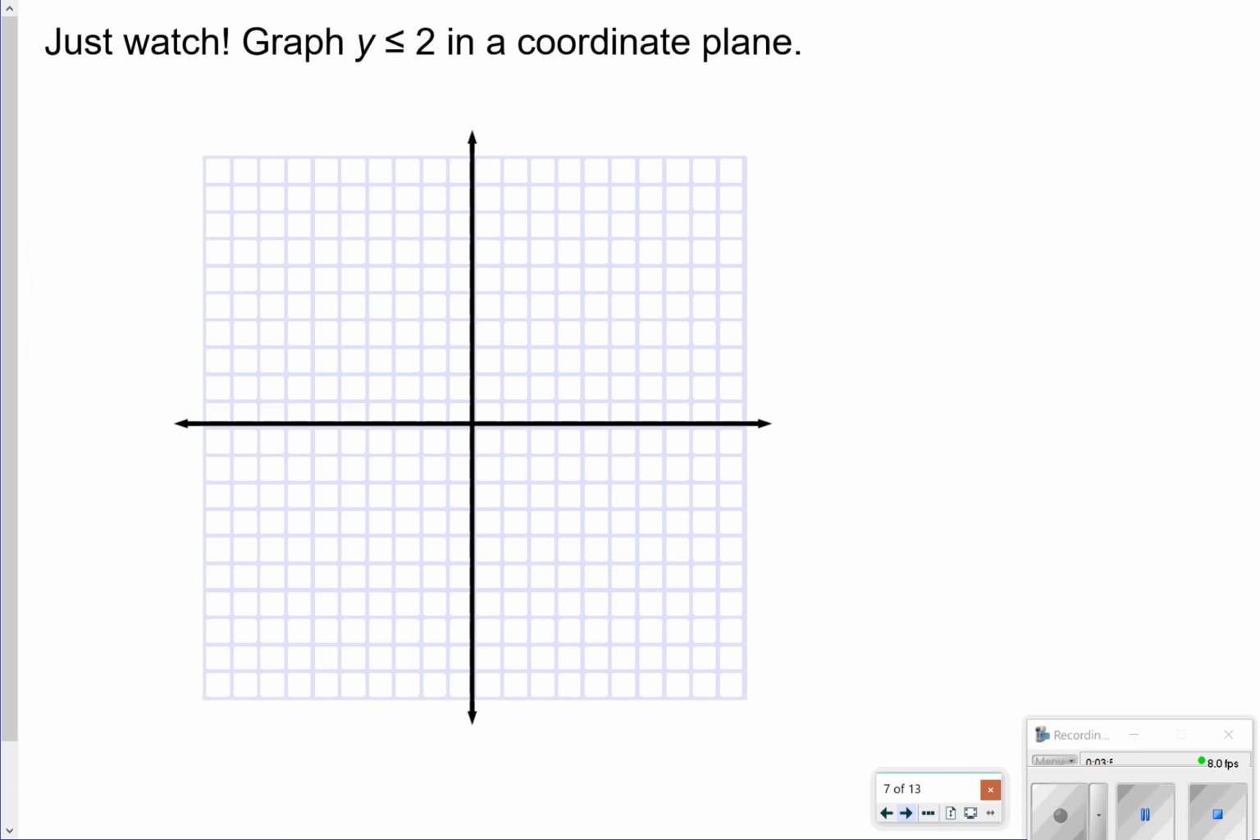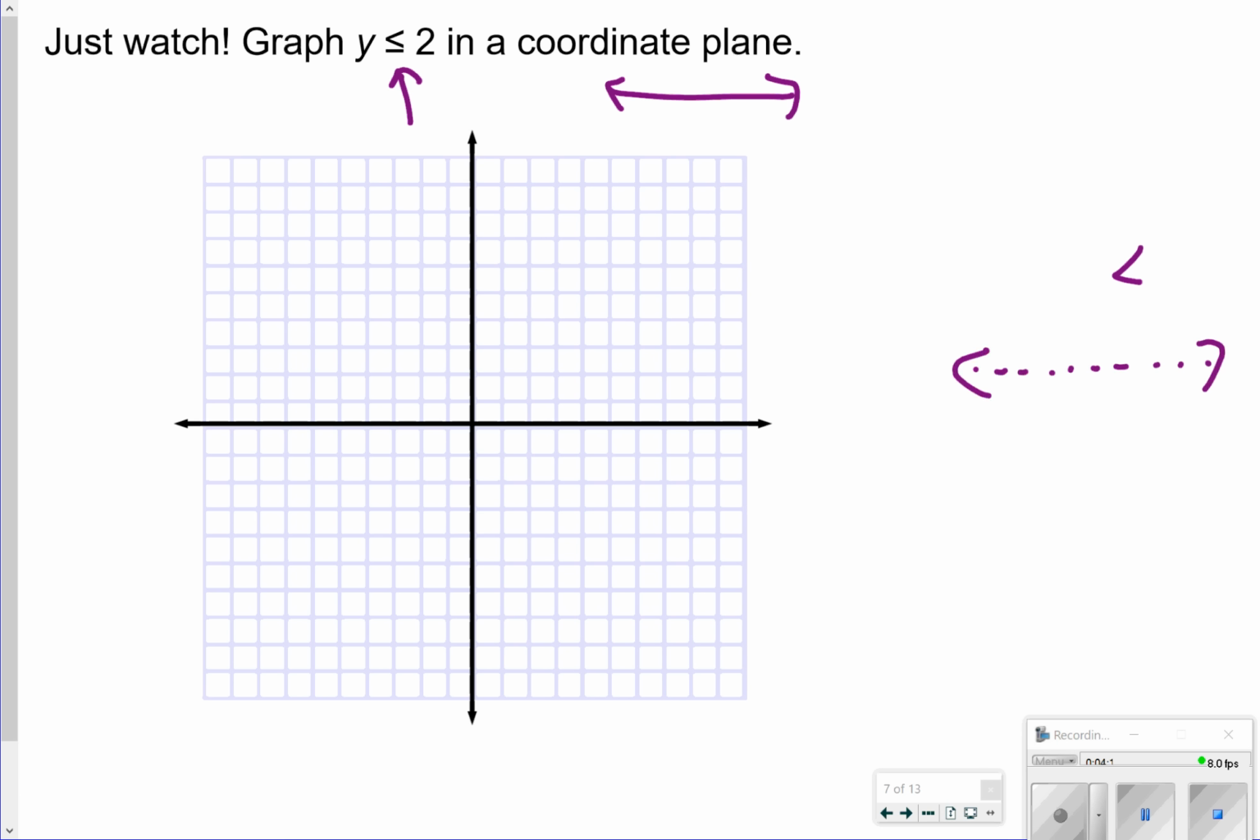Alright, so what I'm going to do here is graph y is less than or equal to 2. The one thing I do need to remember is that because it's less than or equal to, this one's going to be a solid line. Remember, if it were just less than, I would have a dashed line like this, okay? And I'll show you both ways.